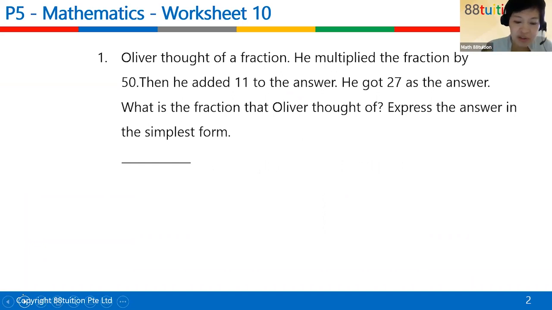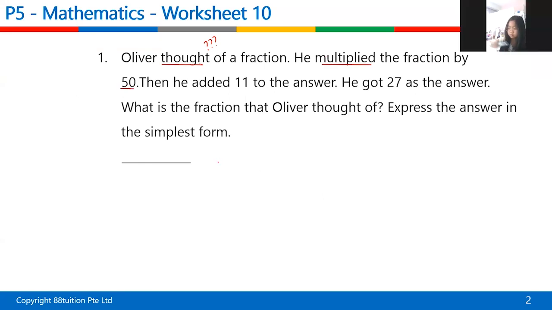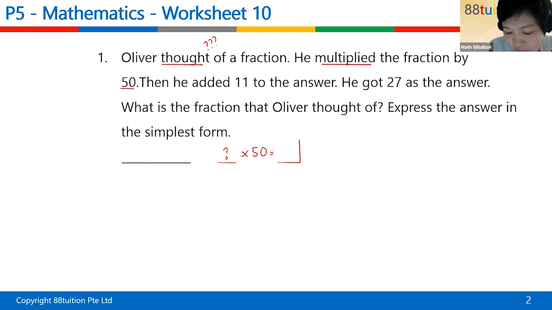Quite an okay question. Olivia thought of a number, the box means unknown. He multiplied the fraction by 50. Never mind, you just have this so-called unknown. He multiplied by 50, and with this he must get an answer, right? So you assume that you don't know this answer. Just leave it there.